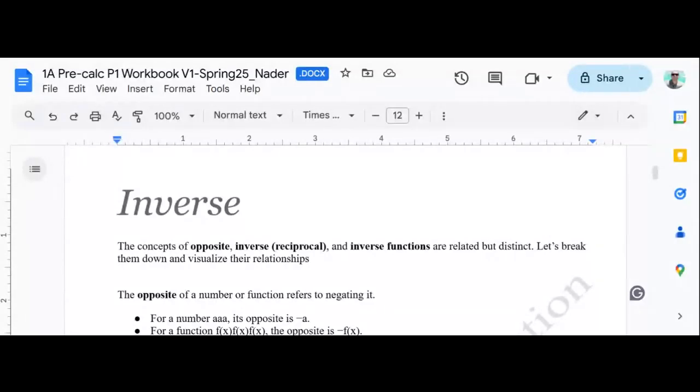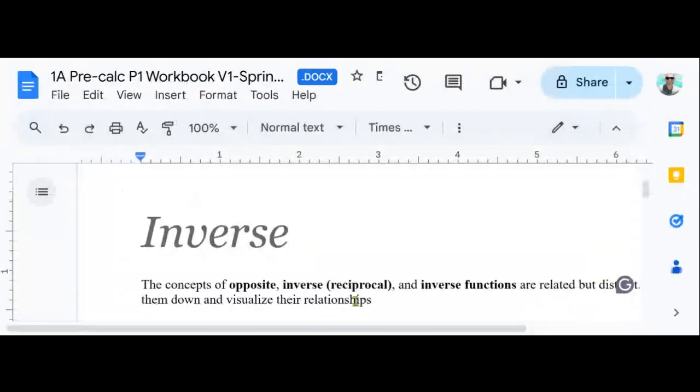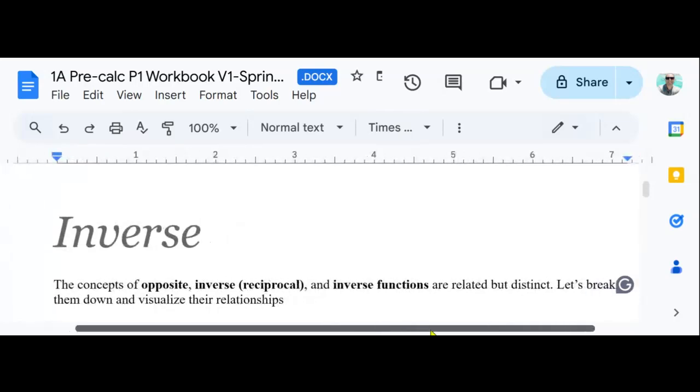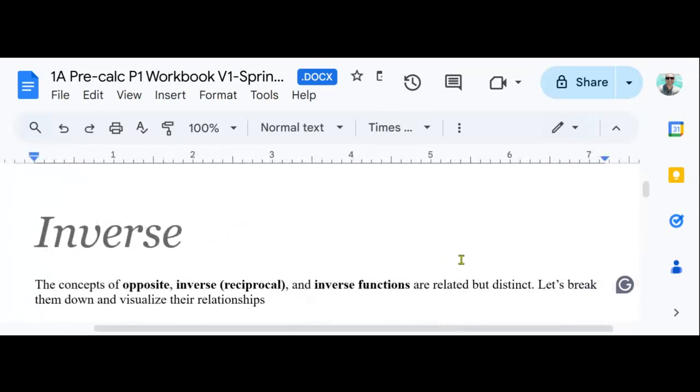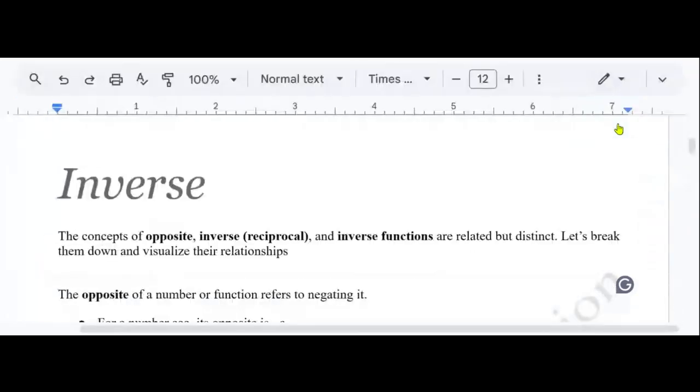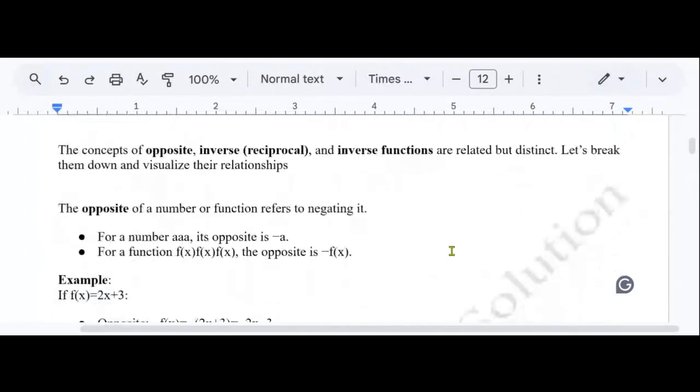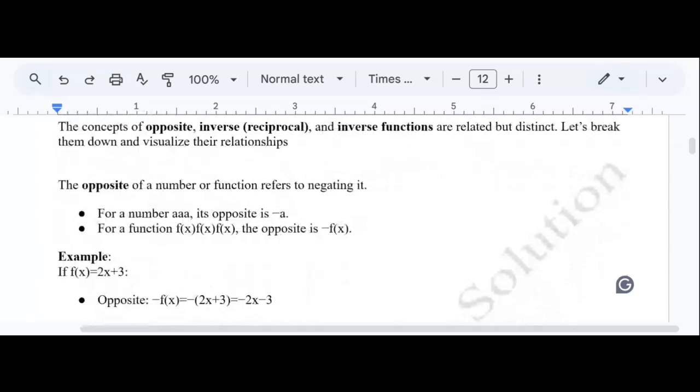We will discuss today the concept of inverse. The concepts of opposites, reciprocal, and inverse function are related but distinct. Let's break down and visualize their relationship. The opposite of a number or a function refers to its negative.